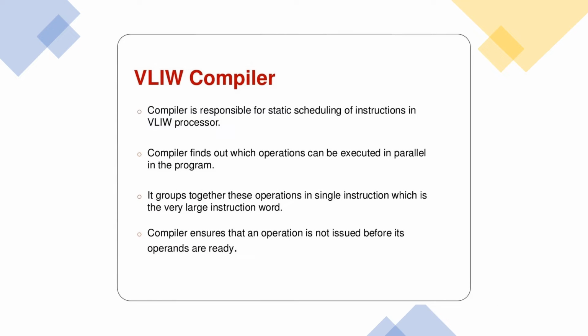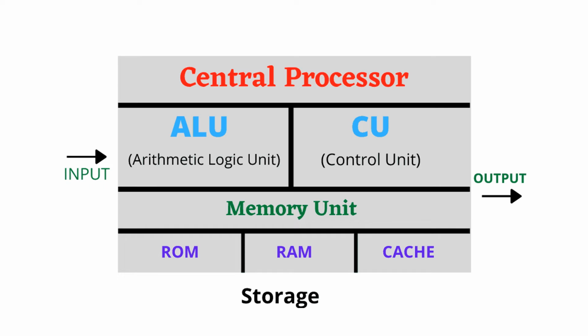Okay. Now we will see the VLIW compiler. The compiler is responsible for static scheduling of instructions in the VLIW processor. The compiler finds out which operations can be executed in parallel in the program. It groups together these operations in a single instruction, which is the very large instruction word. The compiler ensures that an operation is not issued before its operands are ready. Next slide explained by Aditya.